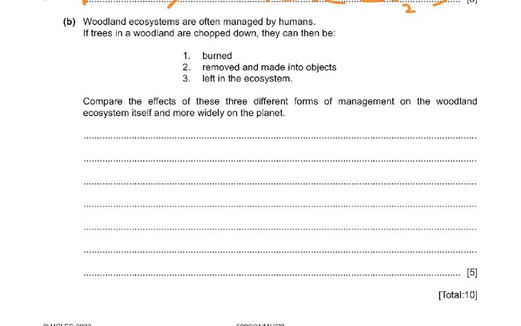So there were very many different points, and you had to come up with 5 marks' worth of points. And you could have at least given me one for each. I couldn't have given you marks if you just wrote 3 points just on burning. So there should have been 1 point for burning, one for made into objects, and one for left in the ecosystem, and then two here and there. I would have given you a mark for that.